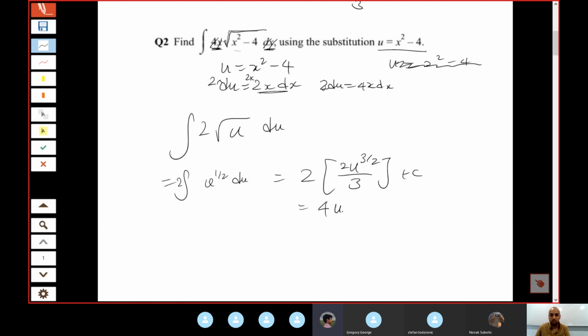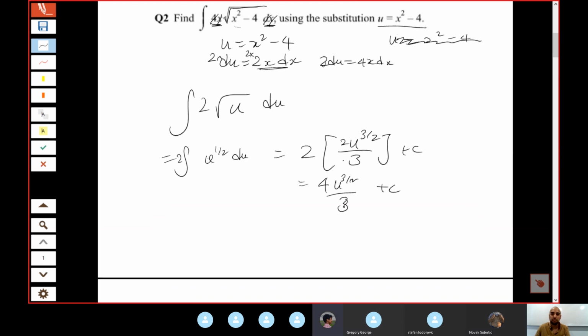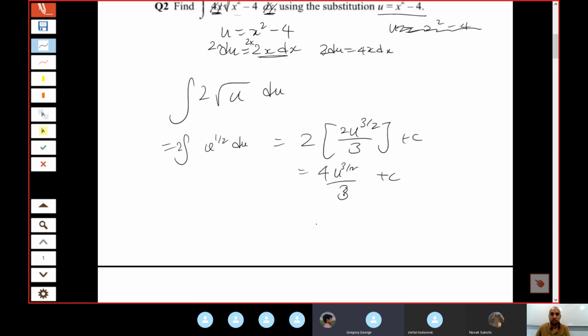4 over 3 plus c. And then what's the last line we've got to do? Last step. Just put the substitution in instead of u, so x squared minus 4 to the power of 3 over 2, over 3, plus c.